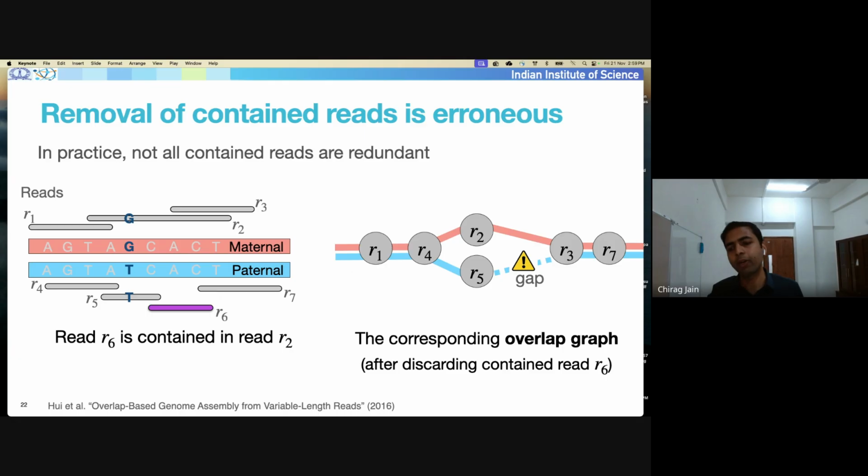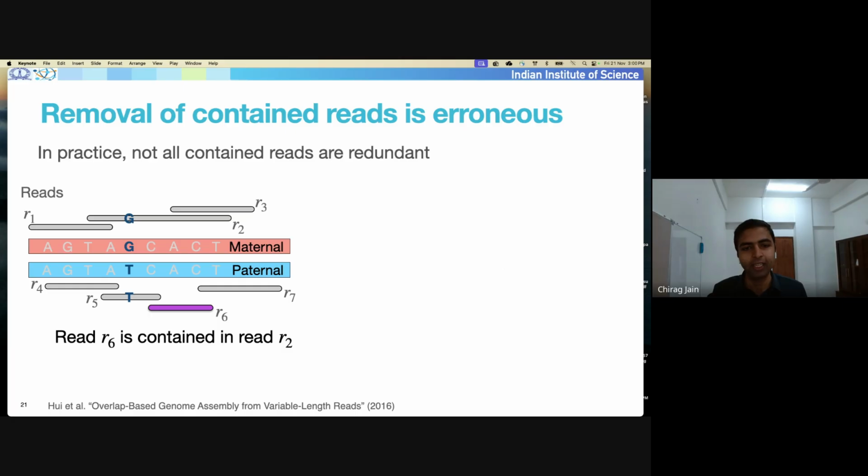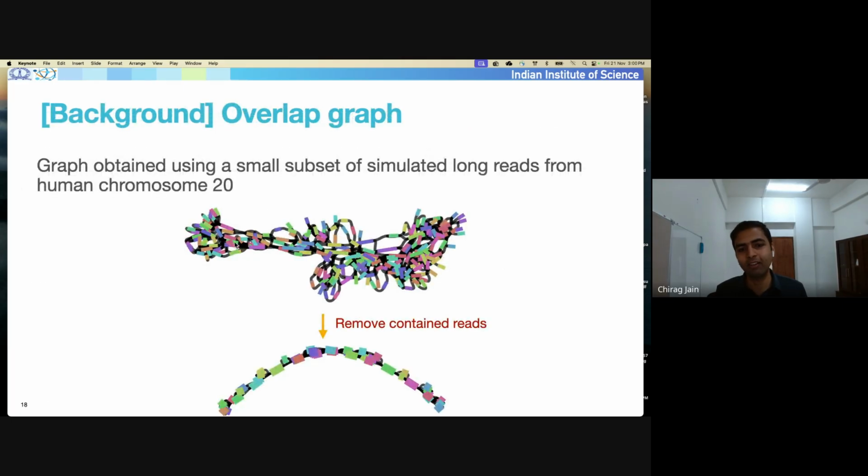So this is a counterexample to indicate that this removal of contained reads is not always safe, and occasionally it will lead to errors in the graph construction process. Despite this known limitation, one can argue, okay, why don't we then not use this heuristic? But it turns out that if you don't use this heuristic, then the graph will be too dense and too impractical. The problem will become impractical to solve. So this heuristic is kind of a necessity, an important part that the assemblers cannot get rid of right now.